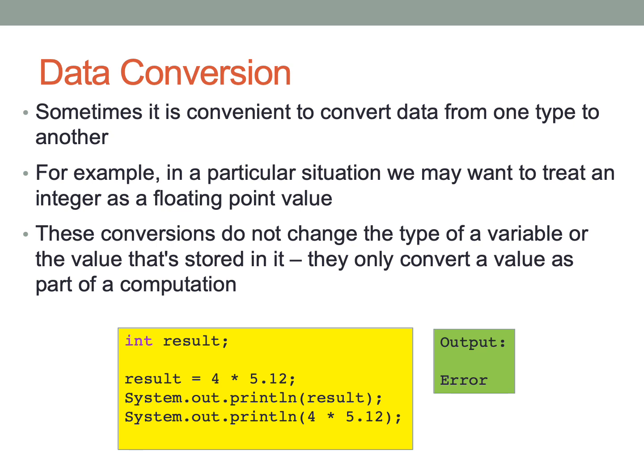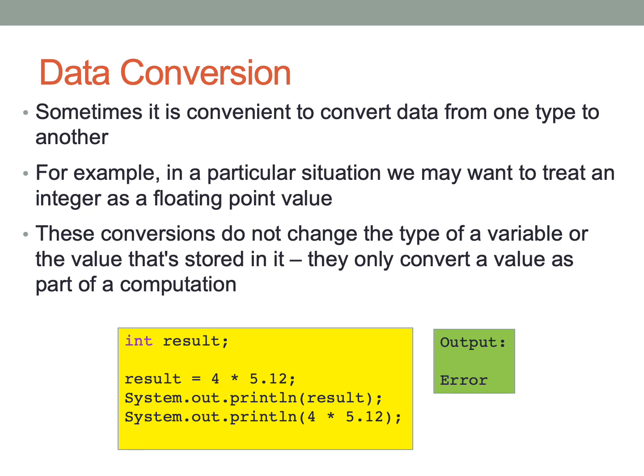Sometimes it is convenient to convert data from one type to another. For example, in a particular situation, we may want to treat an integer as a floating point value. These conversions do not change the type of a variable or the value that is stored in it. They only convert a value as part of a computation.